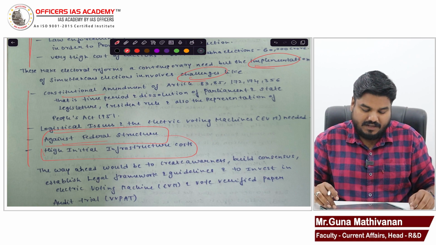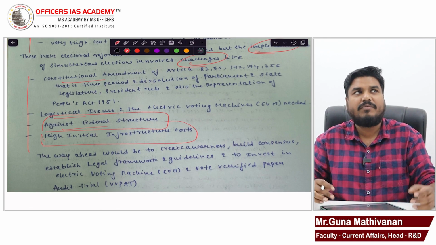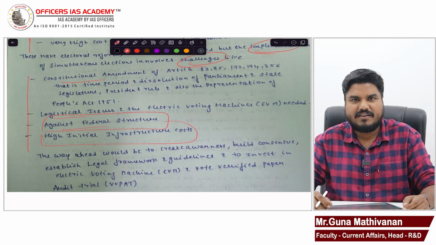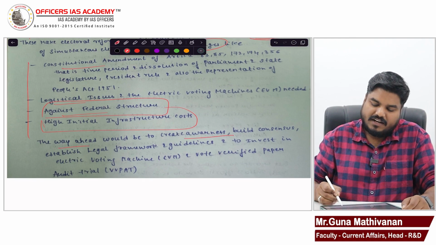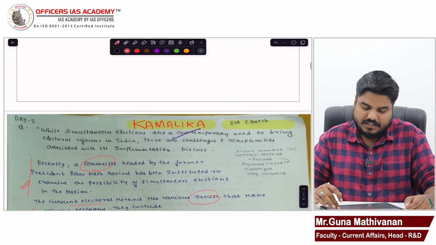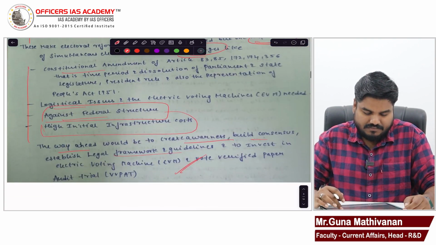High infrastructure cost, because you had to buy a lot of electronic voting machines, etc. Give simple sentences. So, what is the way ahead? To create awareness, build consensus, establish legal framework. So, yes, Kamalika, you have done a good job with this answer.